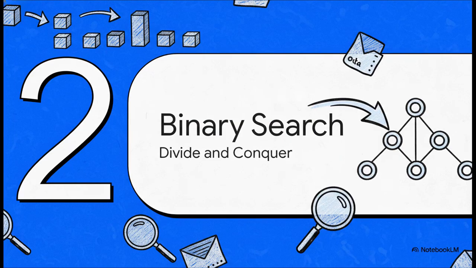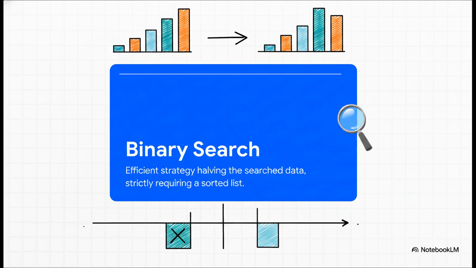Moving on to part 2, binary search, divide and conquer. The big takeaway so far is that sorting unlocks much better tools. Once data is organized, we can completely abandon those slow sequential hops, which brings us to our next major evolution. If that data is sorted, we unlock binary search. This is a seriously powerful, highly efficient method that drastically speeds up retrieval using a strategy we're all pretty familiar with, halving the data over and over again.